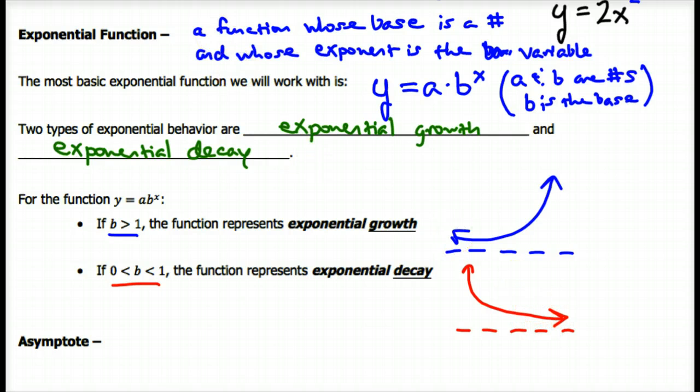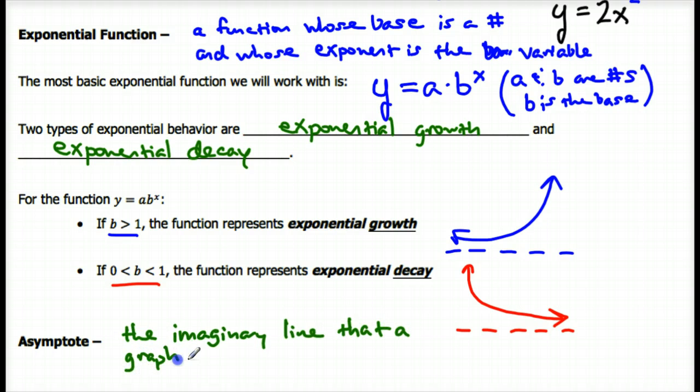One other vocabulary term I want to talk about, and then we'll look at some examples, is what's called an asymptote. You'll notice I drew a dashed line underneath each of these graphs. That dashed line represents an imaginary line. So the asymptote is the imaginary line that a graph approaches as you move away from the origin.